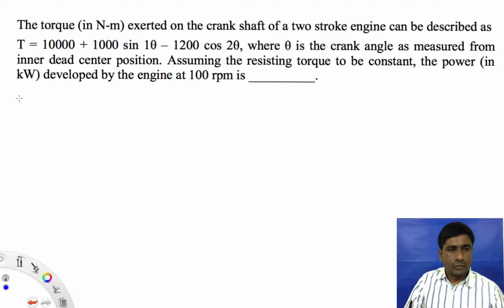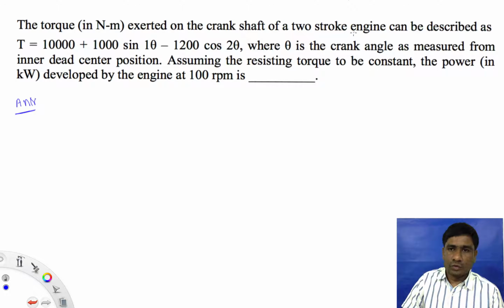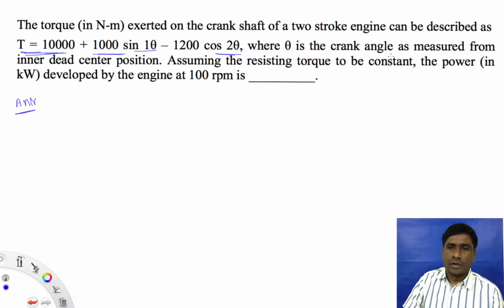First of all, we will take this problem. Let's read the problem. The torque exerted on the crankshaft of a two-stroke engine can be described as follows: they have given the torque developed inside the engine. This is not constant, but as we have seen here, it contains sine theta and cos 2 theta, and the resisting torque is constant.